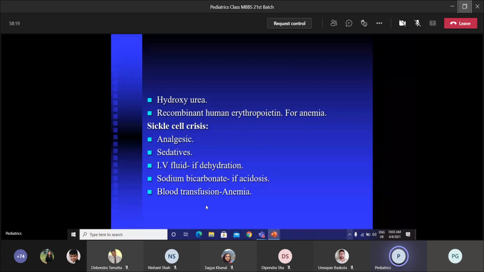And if there is anemia, like if the hemoglobin level is 8 or less than 8, give packed red blood cell transfusion, PRBC, around 10 to 15 ml per kg, over about 4 to 6 hours, and in between you can give Lasix, furosemide.